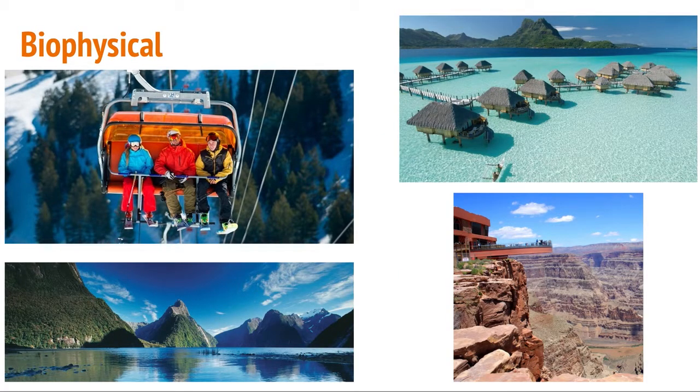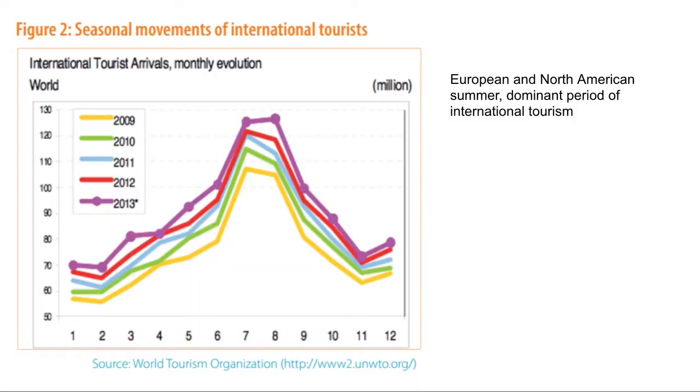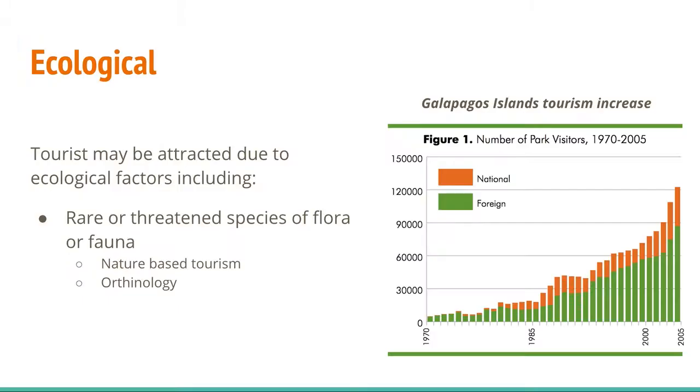So we've got some images there, obviously biophysical factors. You might be attracted due to the area's natural characteristics. So let's have a look at this chart. We can see that the European and North American summer really dominates in terms of that time of year and that season. In the months of July and August, around that summer break time, we have the most amount of people travelling.